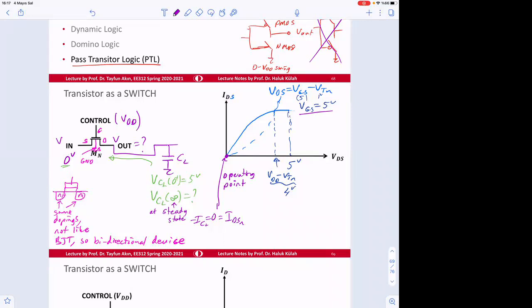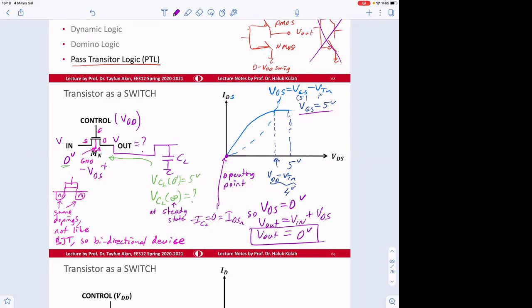Therefore, VDS is going to be equal to 0 volt. This is VDS. So what about V out? V out is going to be equal to V in plus VDS. Therefore, it's going to be equal to 0 volt. So this is a switch. If the input is 0 volt, output is going to be 0 volt.